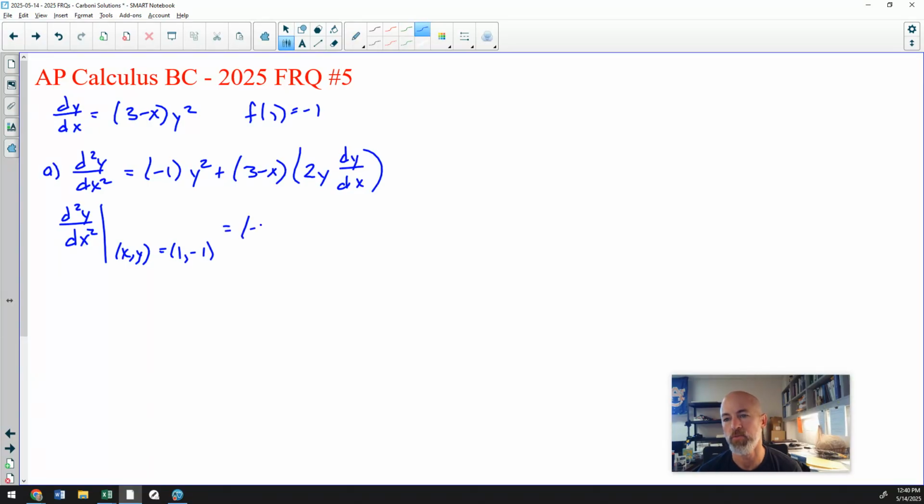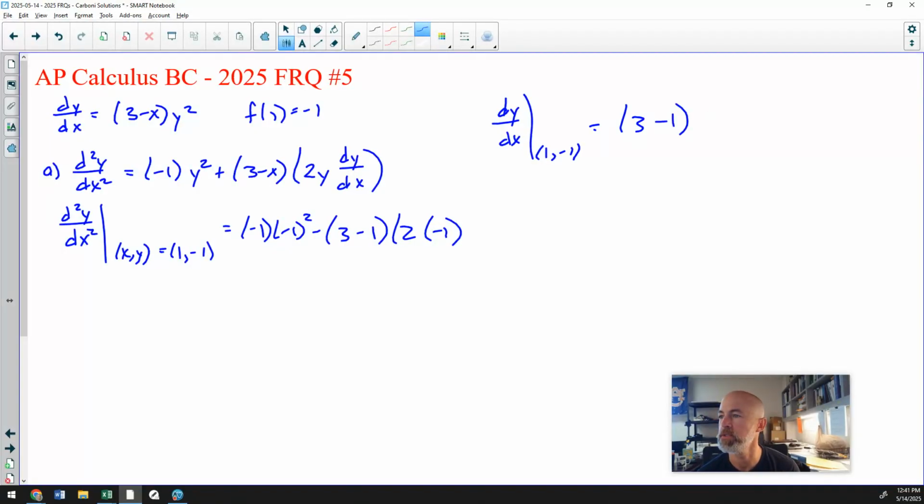So it's going to be negative 1 times y, which is negative 1, squared, plus (3 minus x, which is 1) times 2 times y, which is negative 1. And then dy/dx, I'm just going to evaluate dy/dx at (1, negative 1) over here. So that'll be (3 minus 1) times negative 1 squared, which ends up being 2. And I will just import the value of 2 for dy/dx there. And that's your answer. That is an acceptable answer.